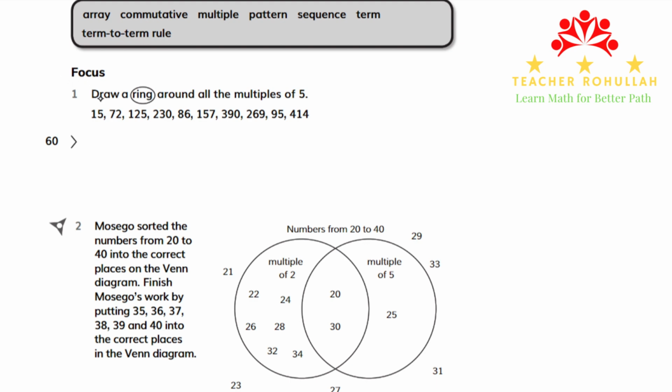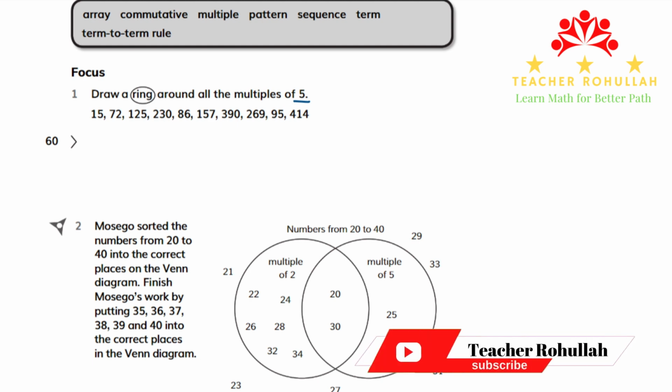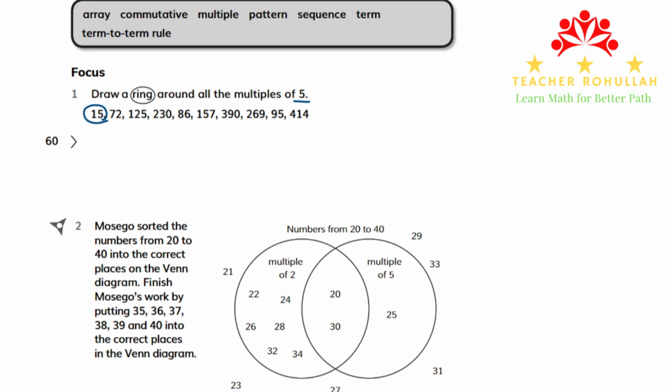In question 1, it says, draw a ring around all the multiples of 5. All the multiples of 5. So starting from 15, 15 is a multiple of 5 because 3 times 5 is 15. Now 15 is called a multiple of 5. 72 is not a multiple of 5. 125 is a multiple of 5 because we can get 125 by multiplying a number with 5. 230 is also a multiple of 5.